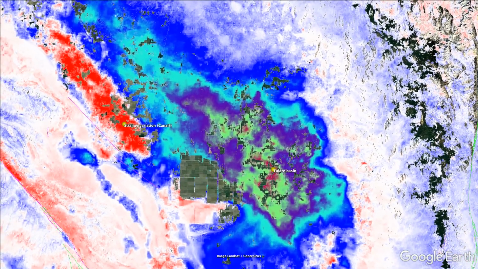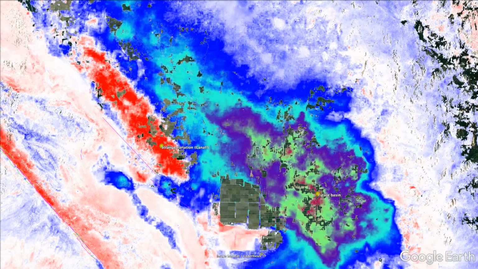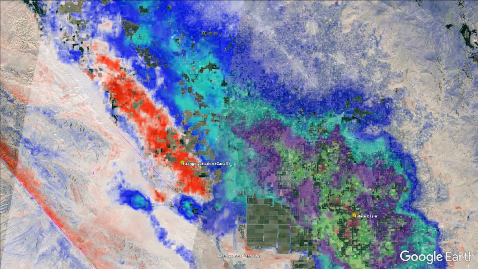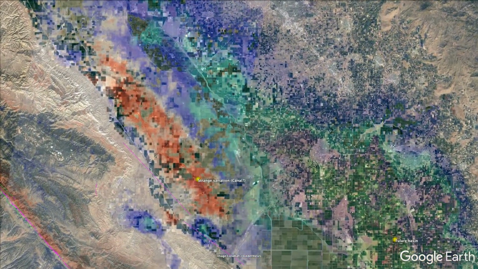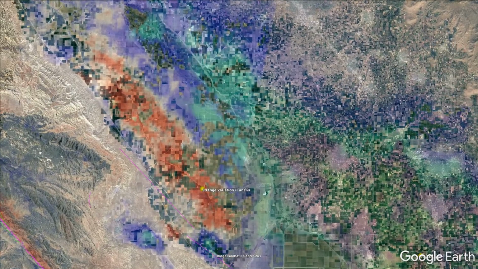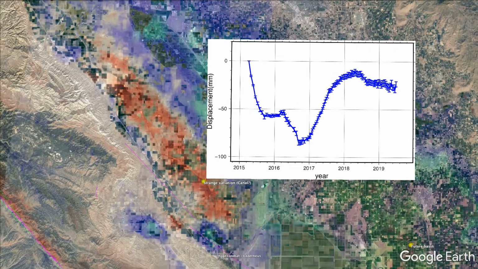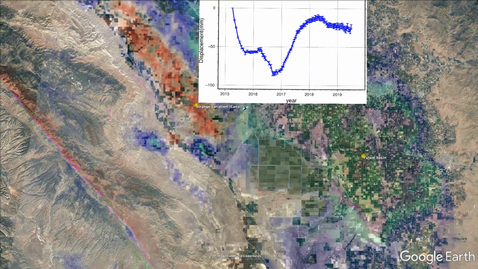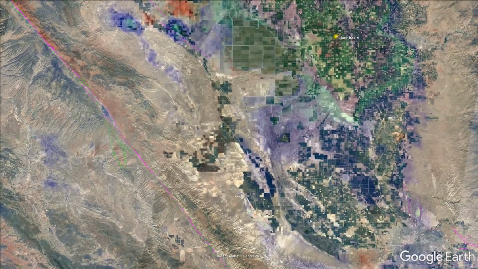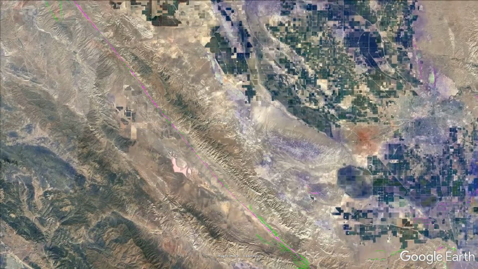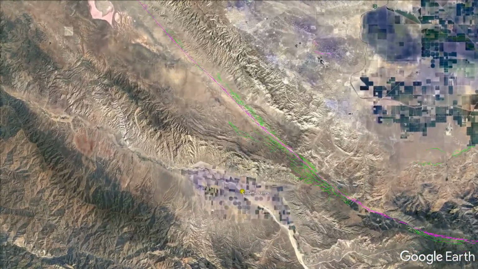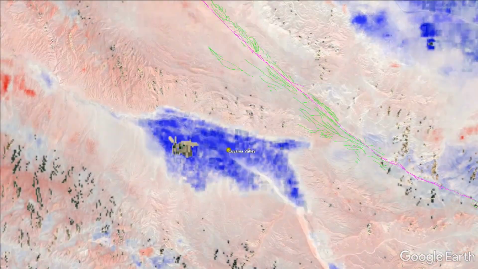Just next to the northwest, there is a region of overall uplift aligned with the San Luis Canal. The inset time series plot shows rapid subsidence between 2015 and 2017, followed by a period of rapid uplift. Outside of the Central Valley there are smaller areas of prominent subsidence and uplift.